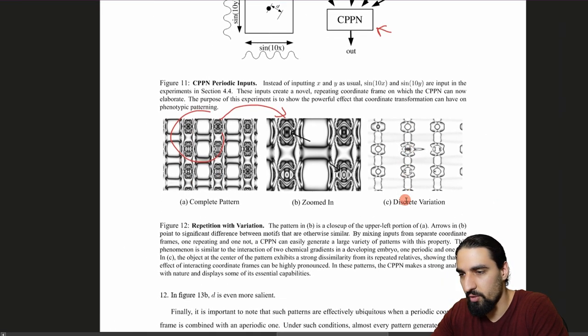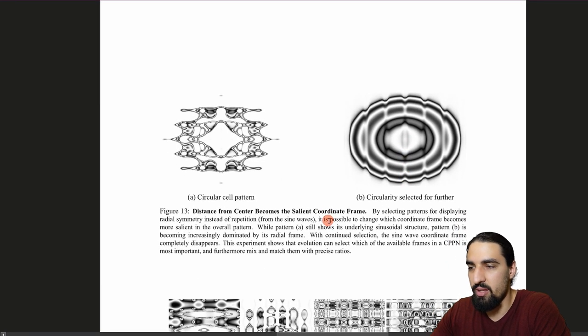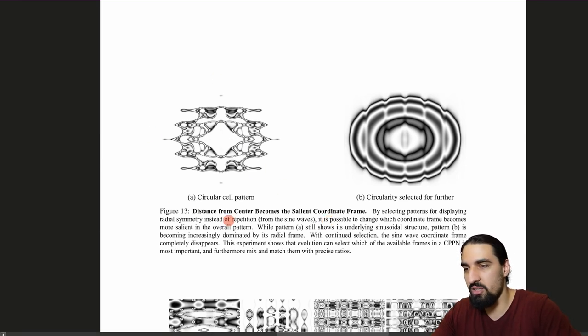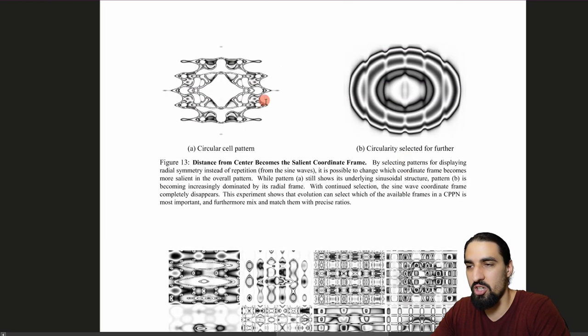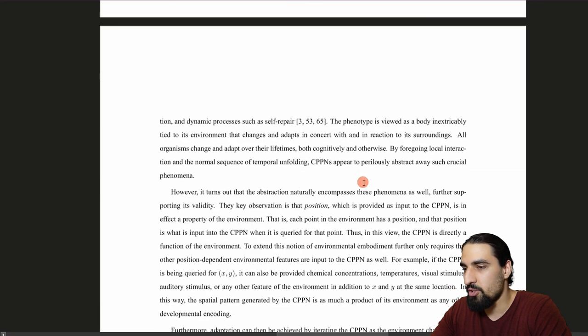Going forward, you can see that in some cases the CPPN learns to ignore those sinusoids and focuses more on the D signal, i.e. the distance from the center of the image, and then you end up with these very intricate patterns, which are much more radially symmetric compared to the previous ones. And they showcase that that's not a cherry-picked example. A lot of times the CPPNs end up with these signals that have all of these nice properties. So that's pretty much it.